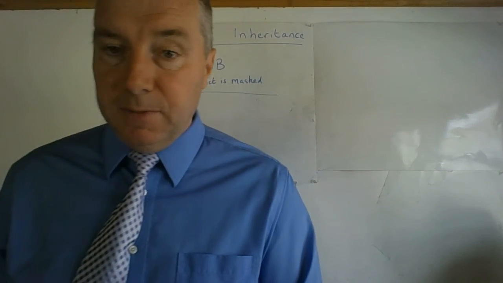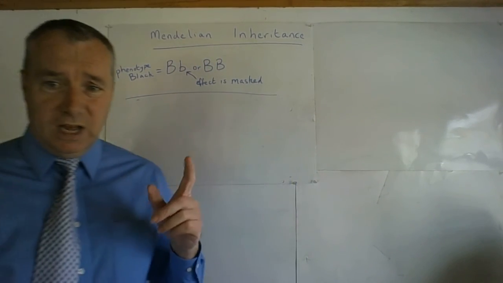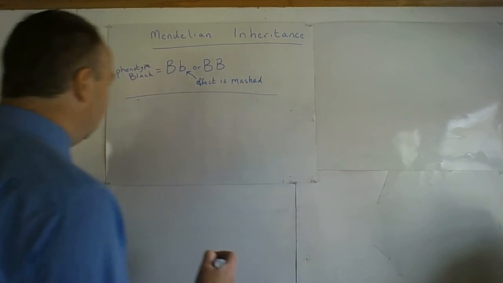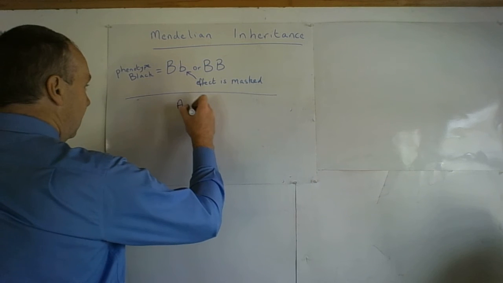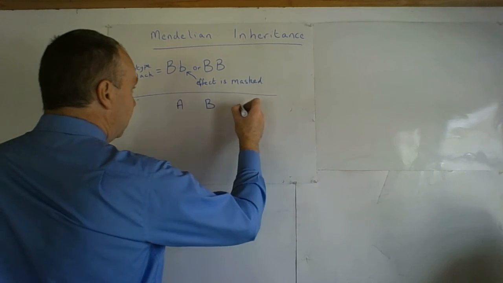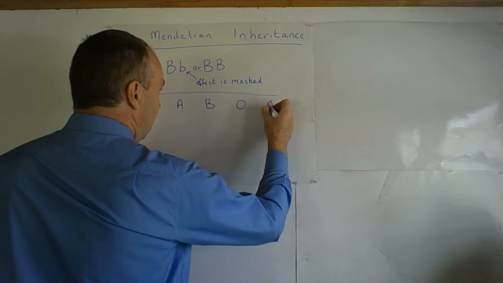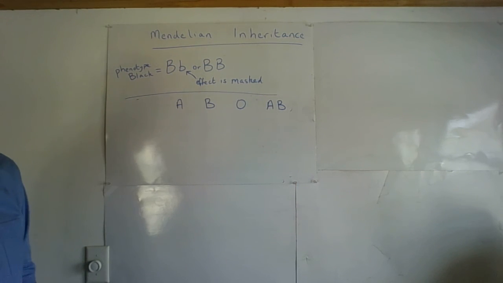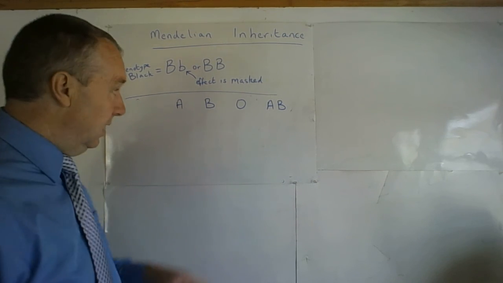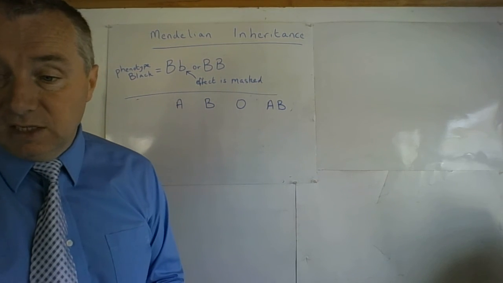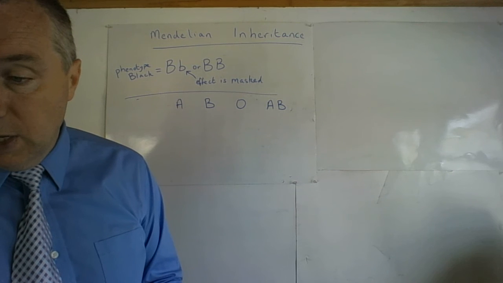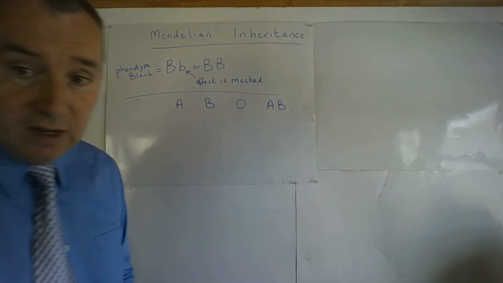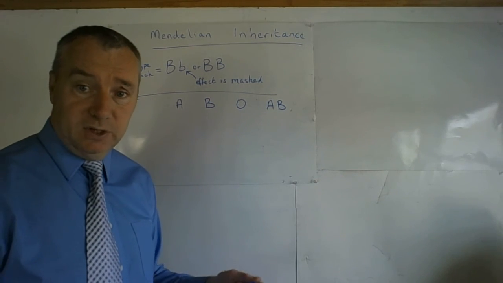So, autosomal codominant, we see this with blood types. So, the 4 blood types possible are A, B, O, and AB. A and B are codominant. O is actually a recessive. So we have to think about what are the offspring combinations given a father and a mother's blood types.